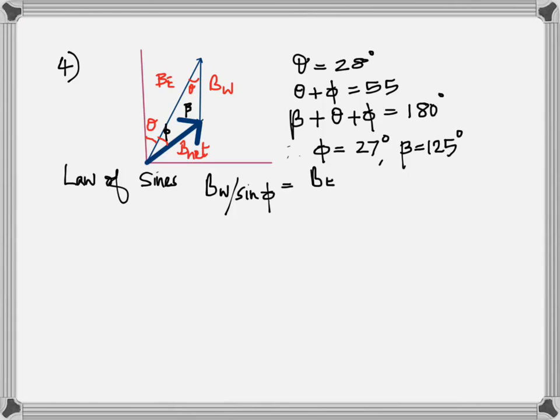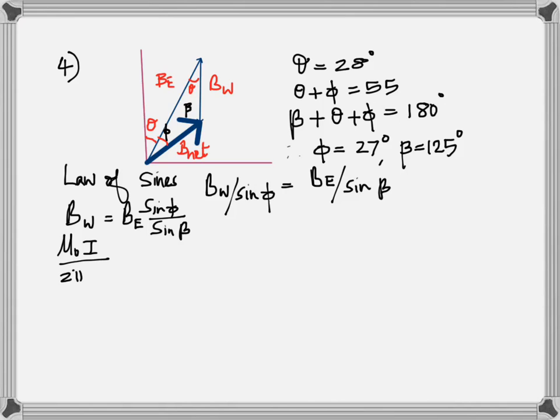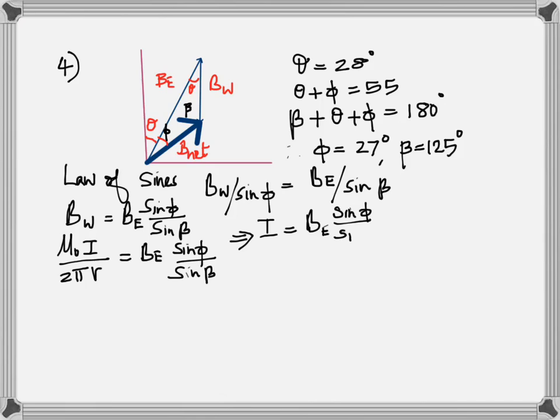So you would have the magnetic field due to the conductor divided by sine phi, because that's the opposite angle, is equal to, we're only taking two ratios here, BE by sine beta. Use that to find the magnetic field due to the conductor. But we also know that the magnetic field due to the conductor is given by this formula, isn't it? Mu naught I by 2 pi R. So you set that equal to this whole thing. Solve that for the current, make I the subject, you know everything else. Plug in the numbers. You get the current.